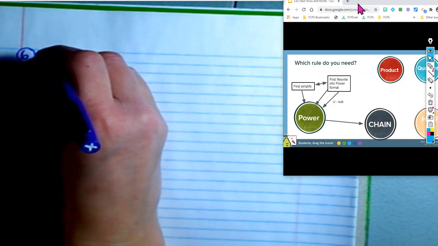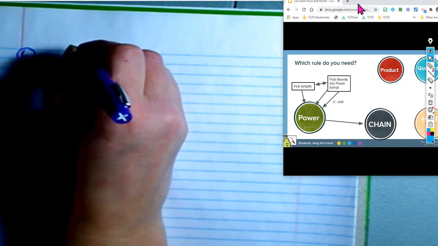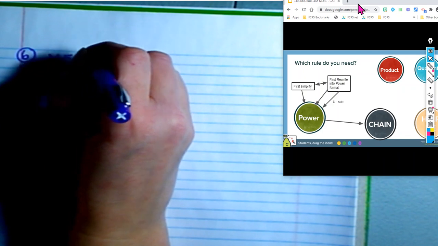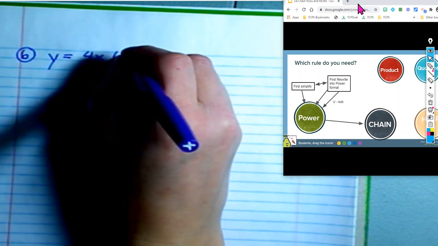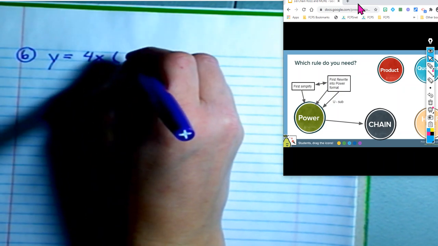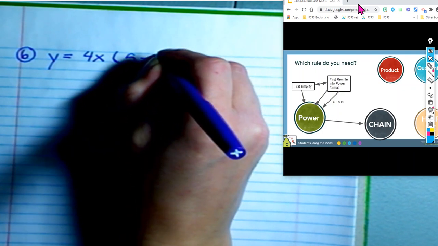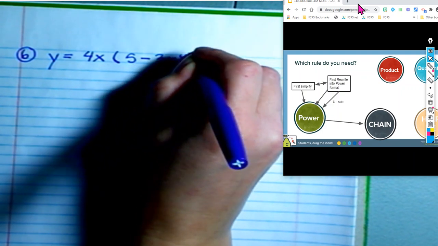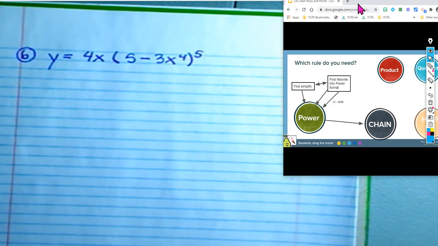All right. y equals 4x (5 minus 3x to the fourth) to the fifth power. All right, let's check.